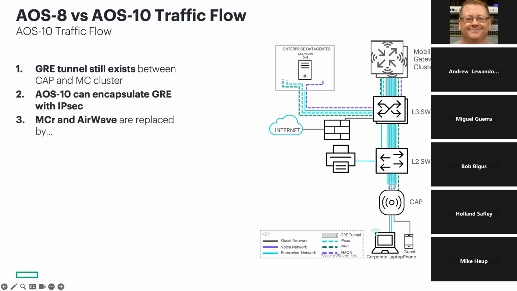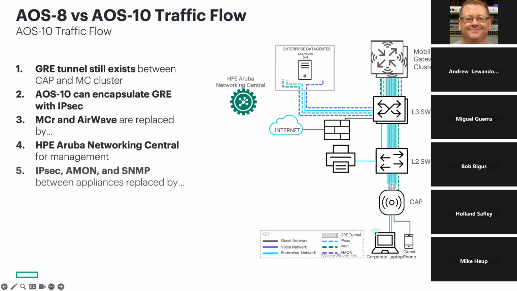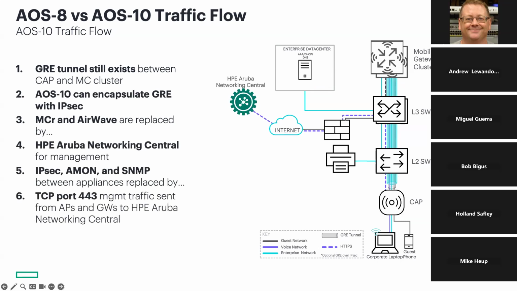Next, the mobility conductor and Airwave appliances used by AOS8 are replaced by Central. And in turn, IPsec, AMON, and SNMP traffic between appliances is replaced by TCP 443 management traffic sent from APs and gateways to Central.